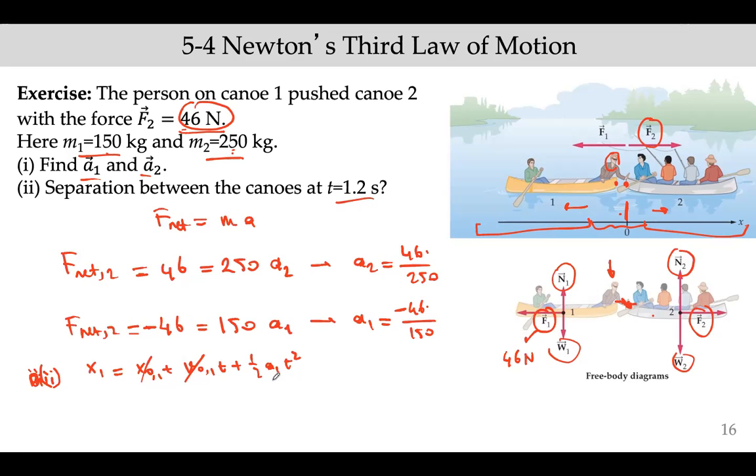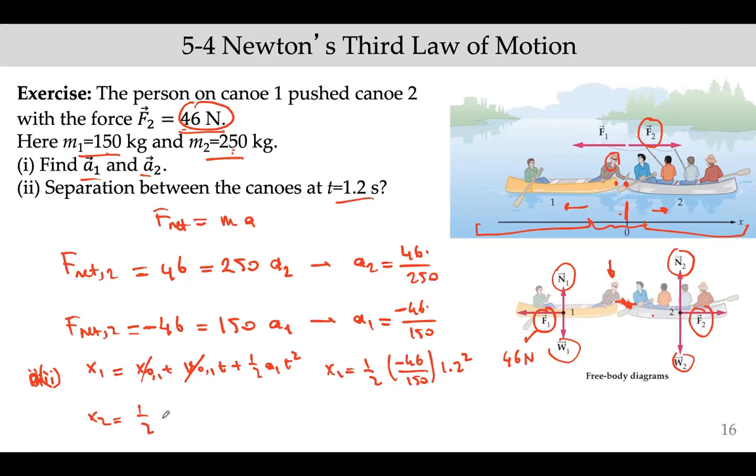So from here, x1 would be 1/2 A1, which is negative 46 divided by 150, times t squared, so it's going to be 1.2 squared. So there's going to be some negative number here. And for x2, the same thing.